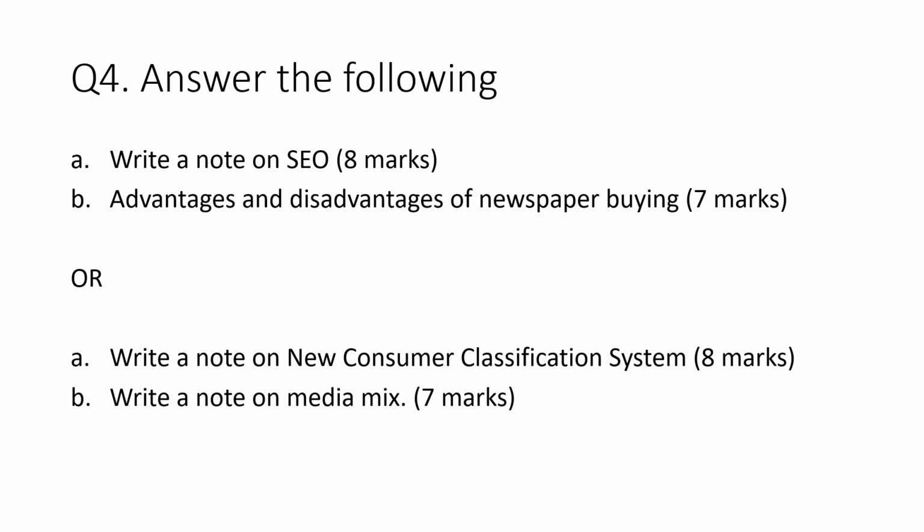Question 4 of your theory, answer the following. Again, you have an 8-7 or an 8-7. Do not mix the two. Answer them with their components. So the first set is write a note on SEO, which is for 8 marks, and advantages and disadvantages of newspaper buying for 7 marks. Or write a note on NCCS, or the new consumer classification system, for 8 marks, and write a note on media mix, 7 marks.